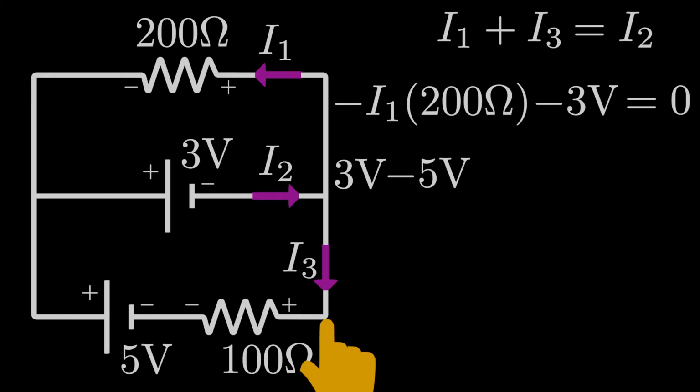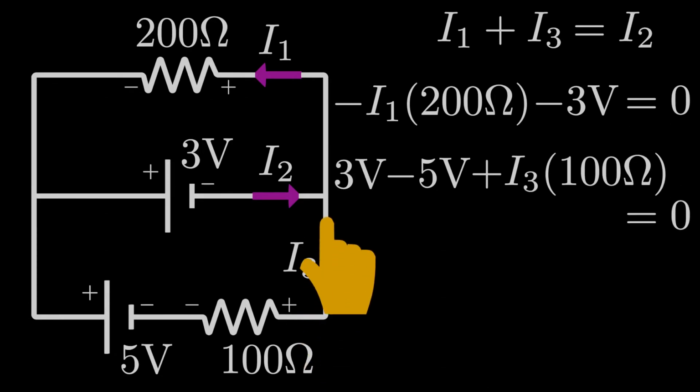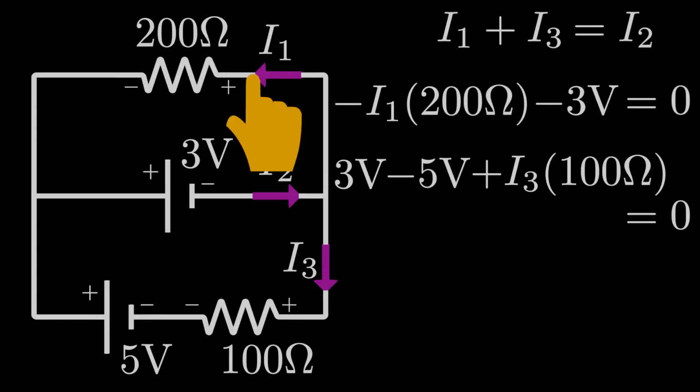So we have to add positive I3 times 100 ohms. And that completes our loop. We end up back at where we started. So this is our loop equation for the second loop. We now have the two remaining equations that we wanted, but I want to go a bit further just for practice, and let's try and write the equation for the outer loop, again going counterclockwise here.